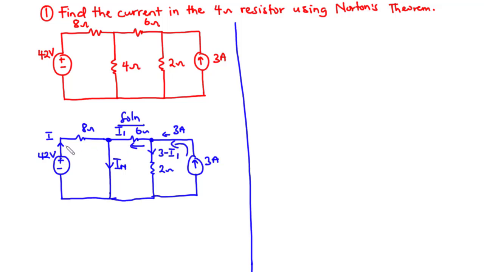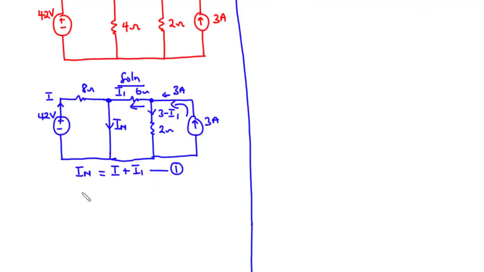So having done that, we also have I1 approaching this junction. Therefore, I1 is going to combine with I to flow in this branch. Therefore, the total short circuit current, which is IN, is going to be the combination of I and I1. So we have IN equals I plus I1. Let's call this equation 1. To find the value of IN, we basically need to find I and I1, and then combine the two. So let's find the values of I and I1.